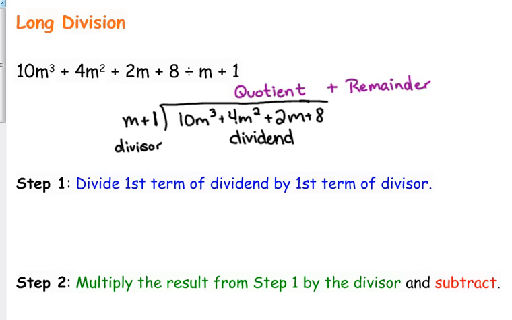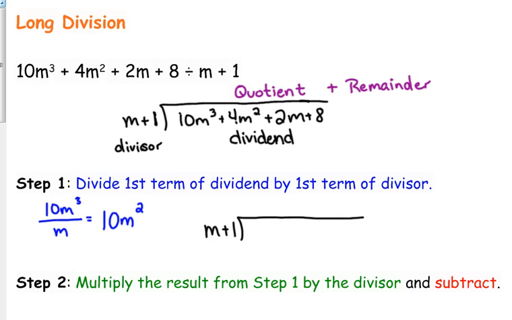All right, step number one, we divide the first term of the dividend, in this case, that would be 10m cubed, by the first term of the divisor. You may want to do this kind of over on the margin of your paper. So in this case, when we divide things that have exponents, we subtract, so that leaves us with 10m squared. That is the first term that is going to go on top of our problem here.